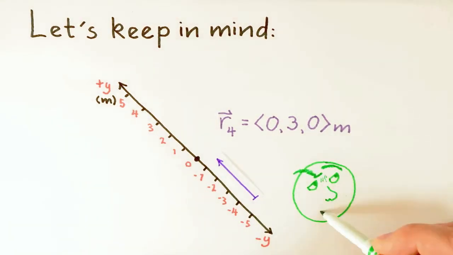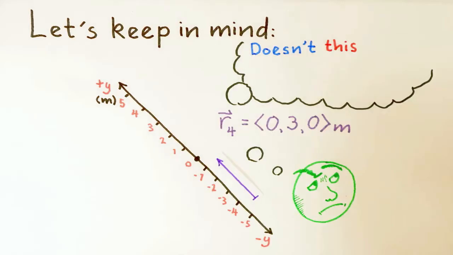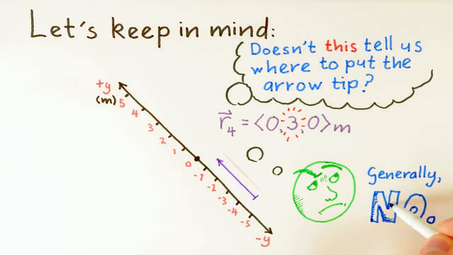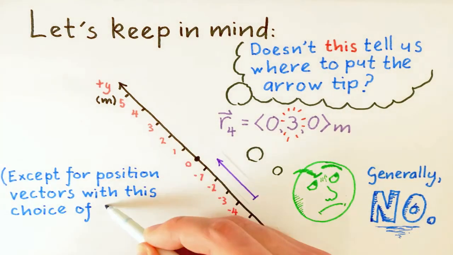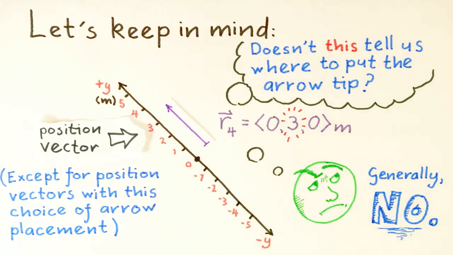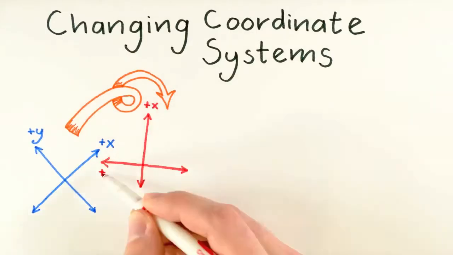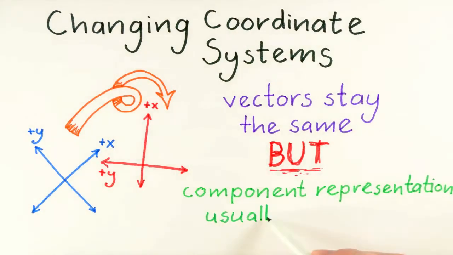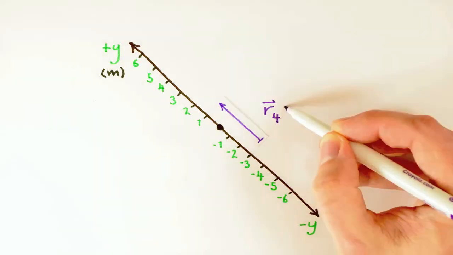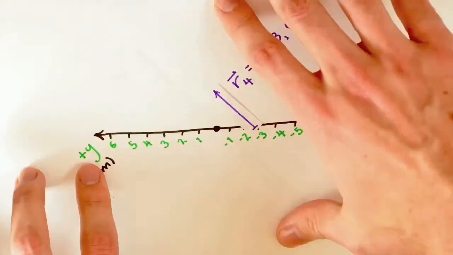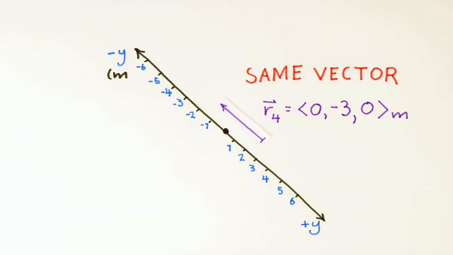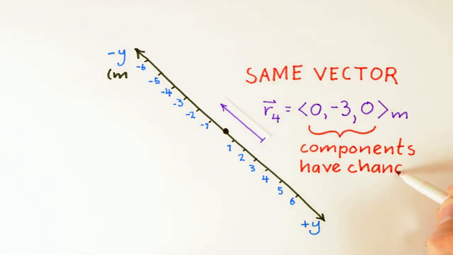Let's make sure we don't fall into the trap of thinking that the component representation must specify where the tip of the arrow should be located in the coordinate system. This is generally not true for position vectors or any other vector quantities. The coordinate system choices we make don't change the vector. However, if we change the coordinate system, the component representation generally also changes. For example, let's say we change to a new coordinate system where we flip the axis directions. The vector and its arrow representation don't change, but the component representation does. We'll see later something similar happens in more than one spatial dimension.